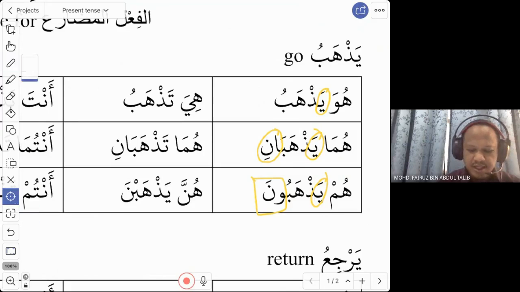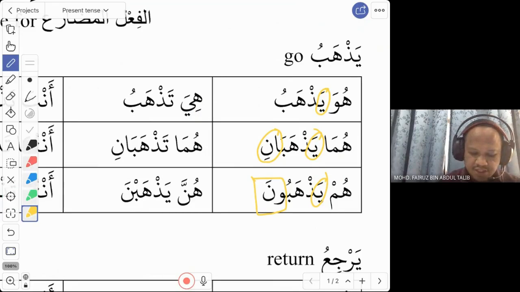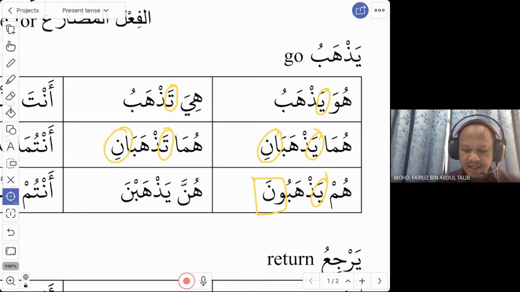Now we go to hiya, she. Hiya, now this is mu'annas. So for mu'annas, you change from ya to ta. So now we say hiya tazhabu. Huma, two. Because this is for mu'annas, we retain the ya. Tazhabu. But since this is for two, you add alif and nun. So you see here alif and nun, and alif and nun, because it is for two. Yazhabani, but here it is tazhabani because of the mu'annas word.